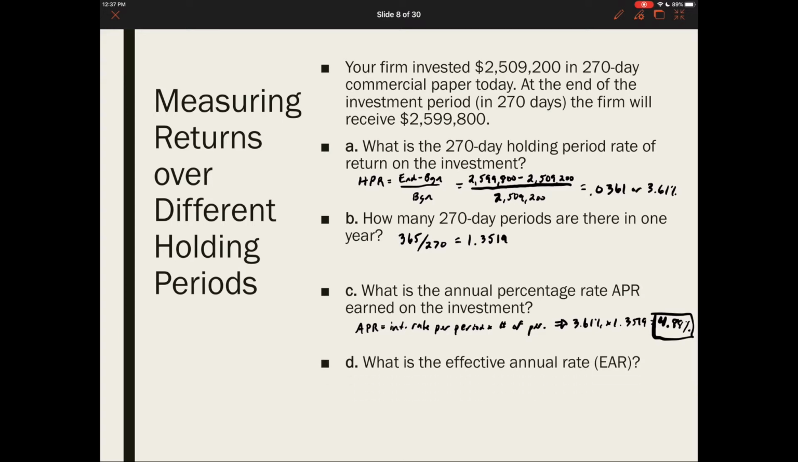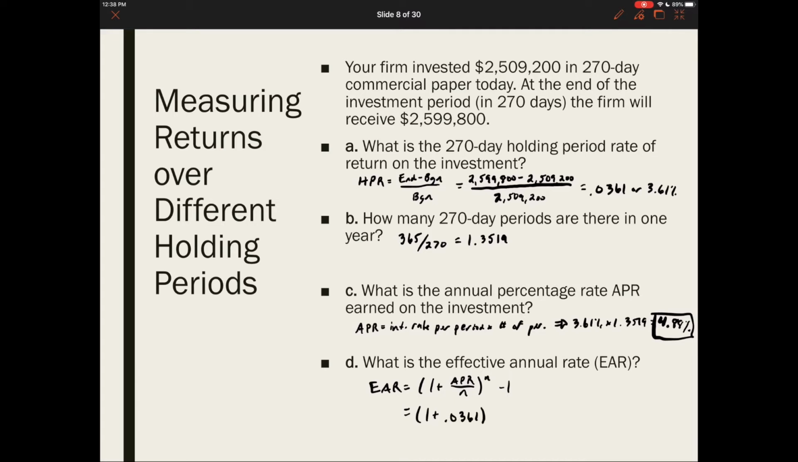And as you can probably imagine, the next step then is to calculate the EAR. What is the effective annual rate, the rate that does consider compounding? So once again, your EAR equation is 1 plus your APR divided by N, so what is your per period rate, raised to the number of compounding periods, minus 1. So we just input our values. I could type in the 4.88 APR and divide it by 1.3519, or I already know what the per period rate is. It is the 3.61.